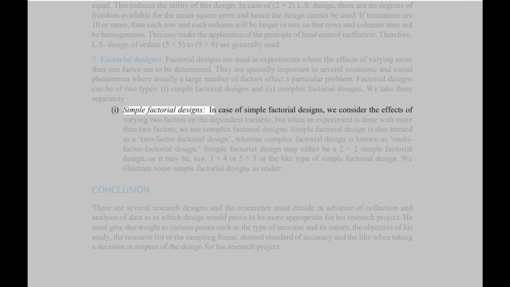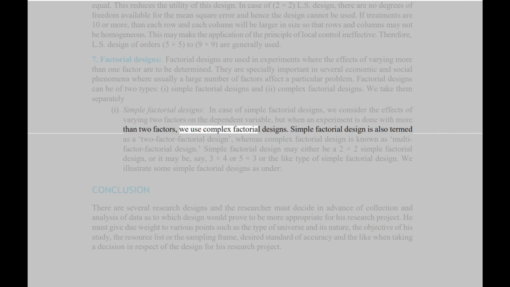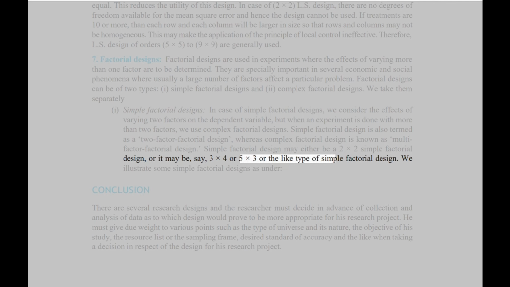1. Simple factorial designs. In case of simple factorial designs, we consider the effects of varying two factors on the dependent variable, but when an experiment is done with more than two factors, we use complex factorial designs. Simple factorial design is also termed as a two-factor factorial design, whereas complex factorial design is known as multi-factor factorial design. Simple factorial design may either be a 2 times 2 simple factorial design, or it may be, say, 3 times 4 or 5 times 3 or the like type of simple factorial design. We illustrate some simple factorial designs as under.